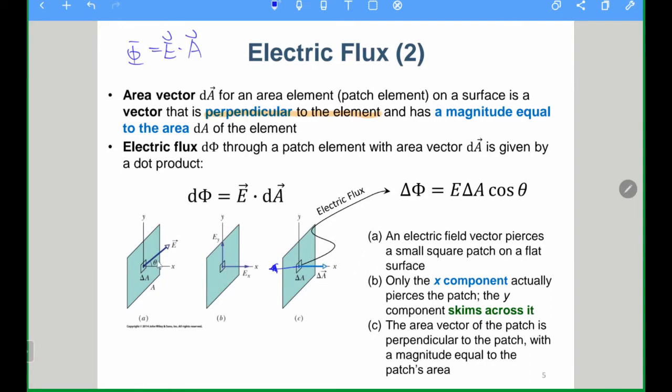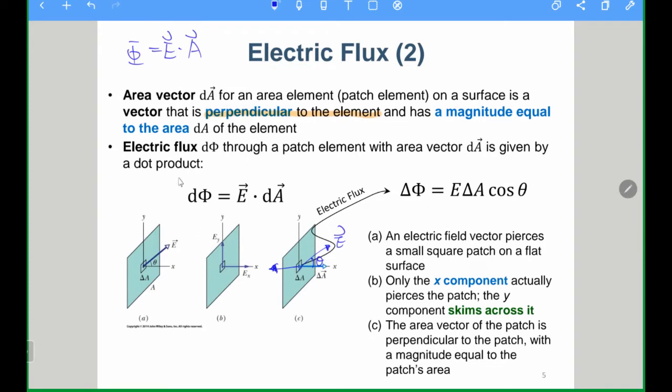For example, if the E field is pointing to this side, and then you try to calculate the dot product of the E and dA, and here is the delta A. So E dot dA, the magnitude will be the magnitude of E times delta A or dA, times cosine theta. It's related to the angle between the E field and the area vector. So this is the electric flux.